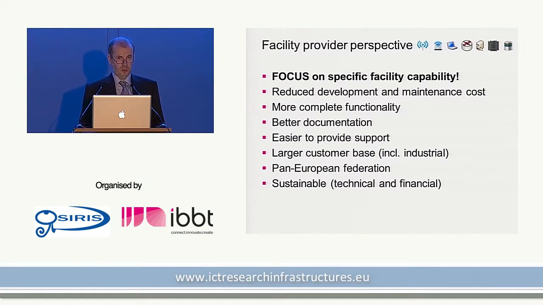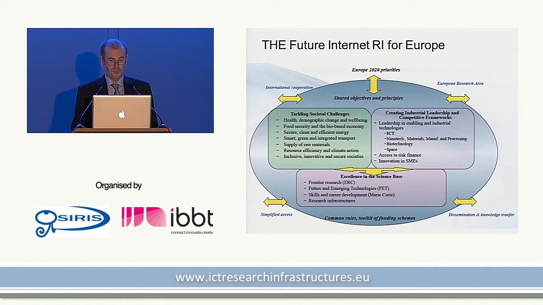And all of this should lead to sustainable infrastructure, both from a technical and a financial point of view. Now, if you look at the future, and Horizon 2020, this gives you a bit more detail on what we have heard before by Mario. The three major challenges are creating industrial leadership, excellence in science, and tackling societal challenges. Well, actually, FIRE infrastructures should deal with all these different challenges.